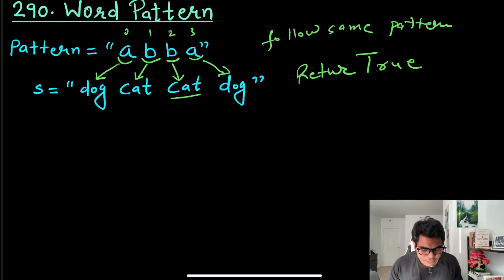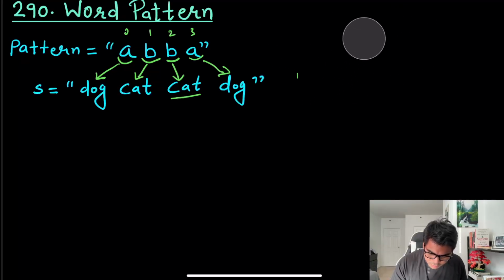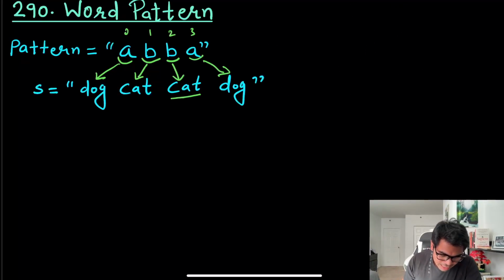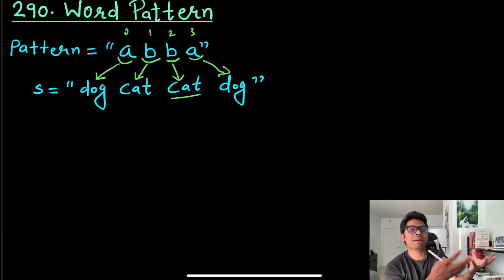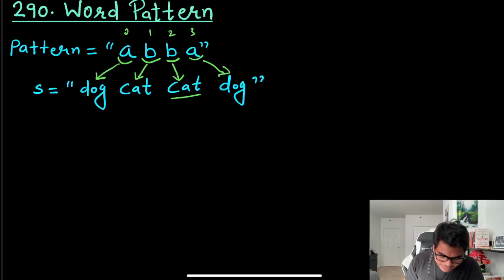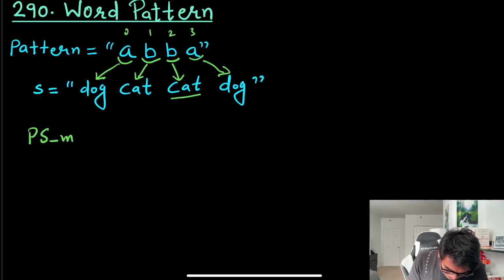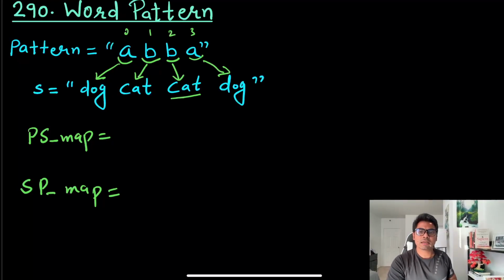So how do we actually do that? Well, one way would be, how about I just do a two-way mapping between the pattern and the words inside my string. I'll create a map, I'll call it PS map. This is the pattern to string mapping, and then I will have a string to pattern map. The reason I have these two maps is so that I can check the two-way mapping.